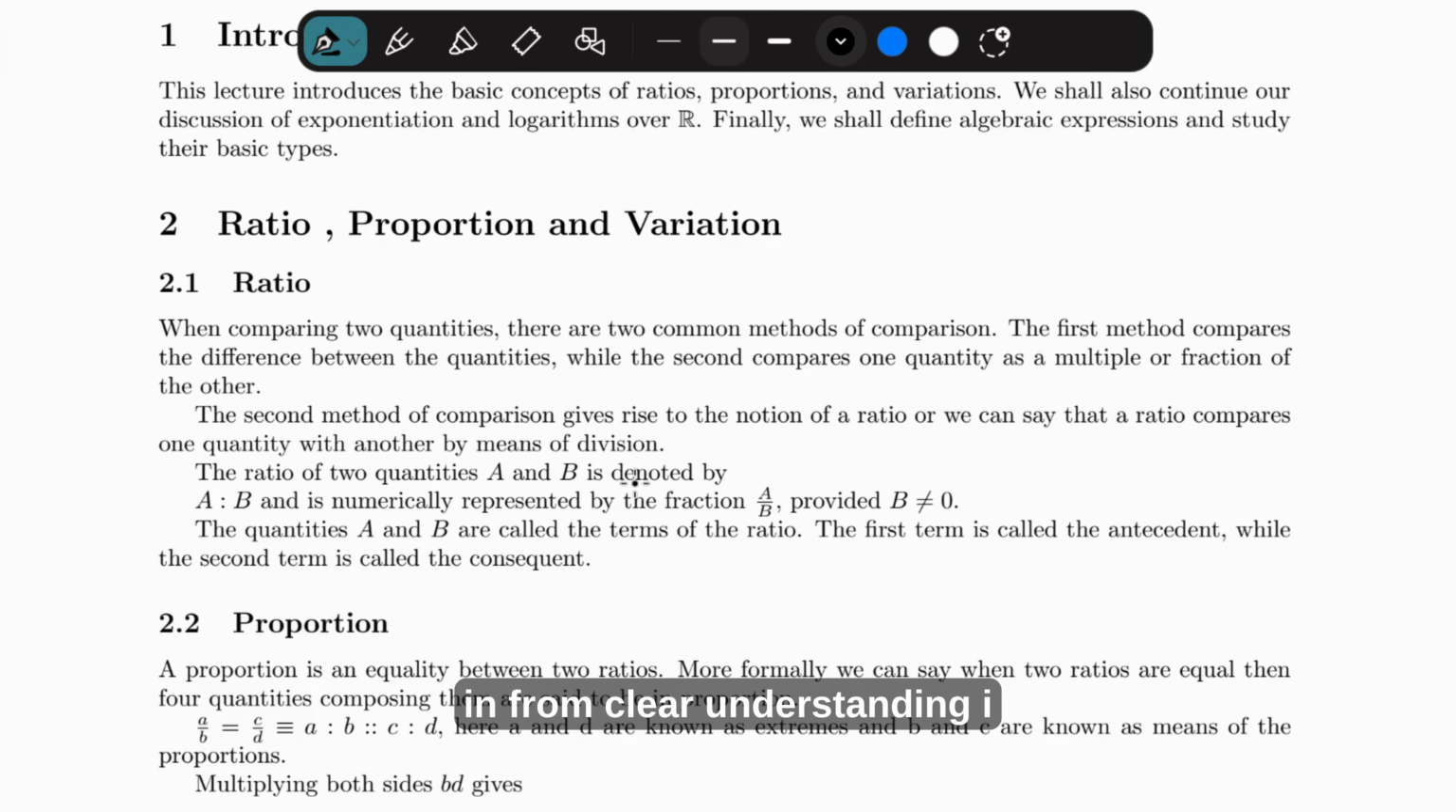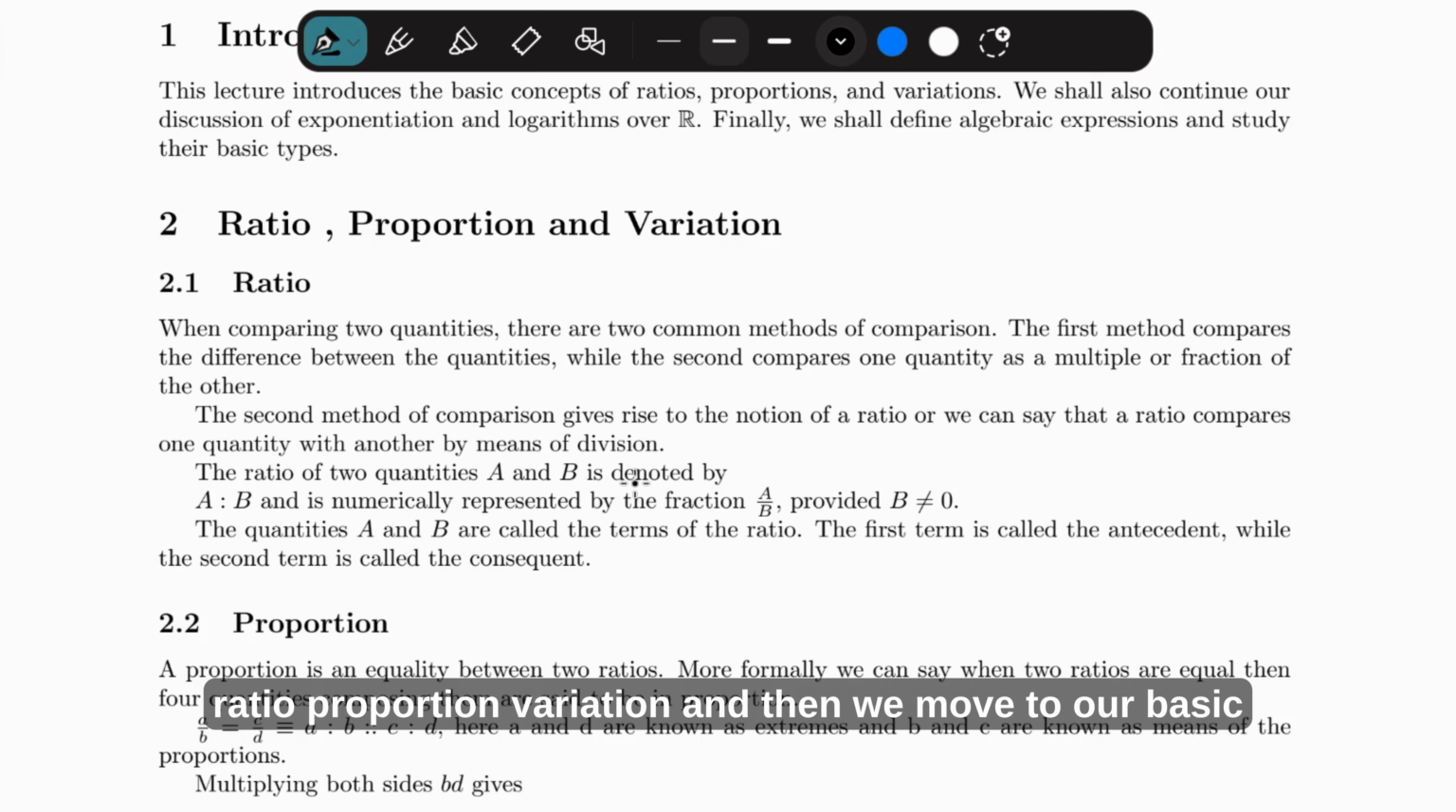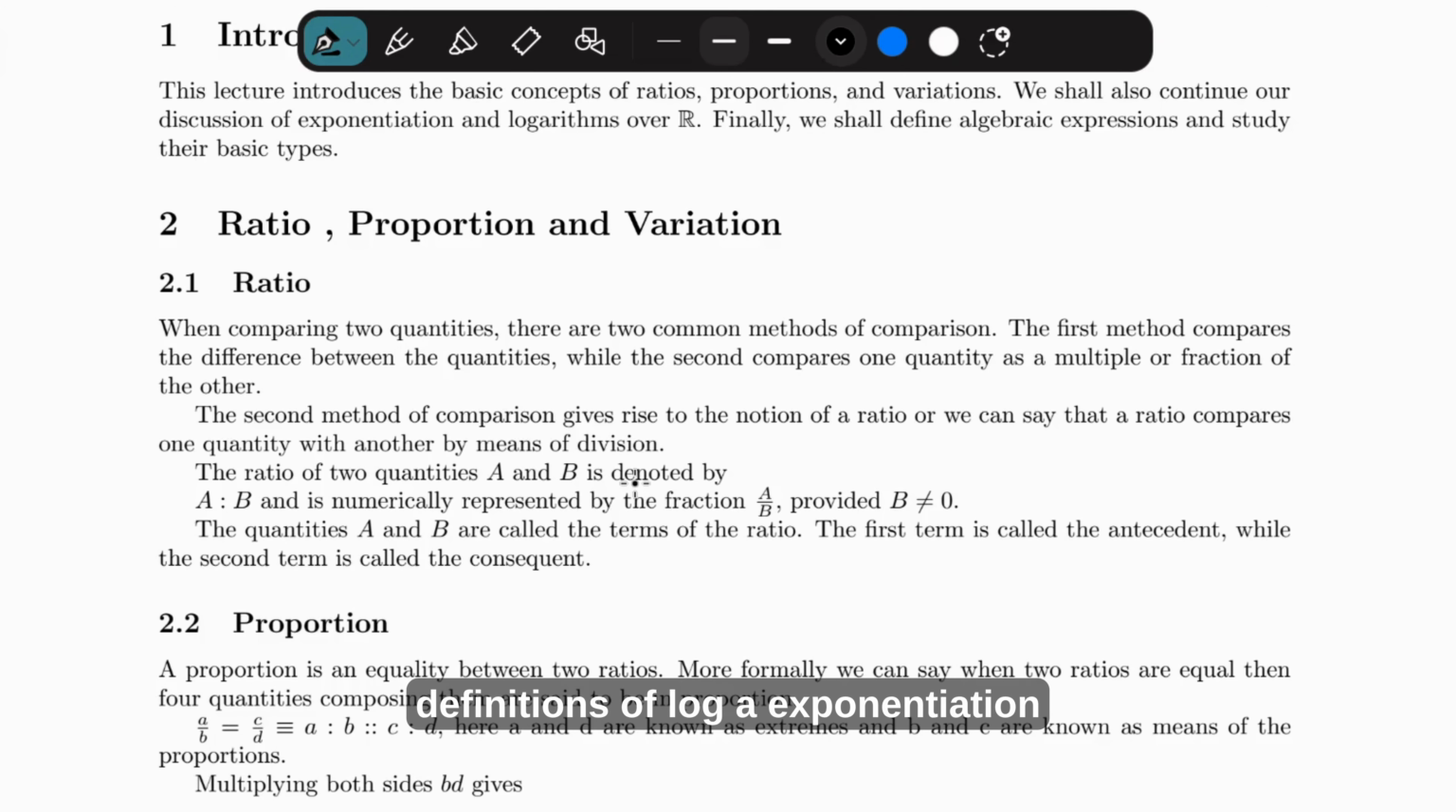For a clear understanding, I have decided to divide this into three parts. We will first study ratio, proportion and variation, and then we move to the basic definitions of exponentiation and logarithm and their extension to real numbers. So now let us begin with ratio, proportion and variations.